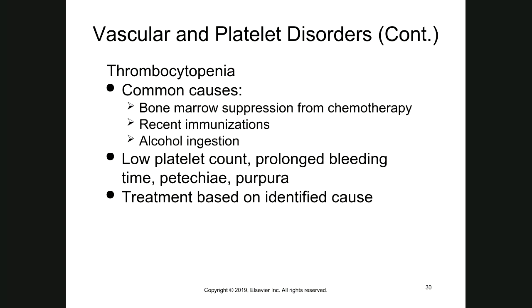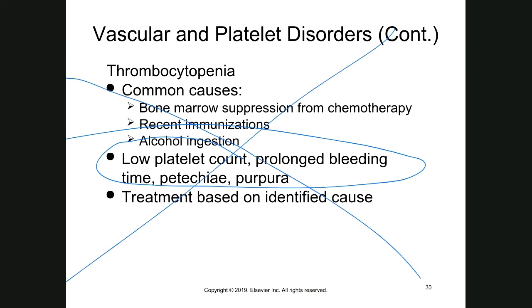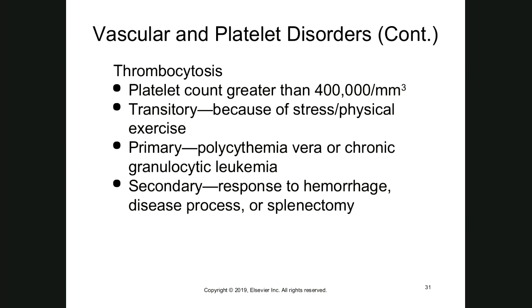Thrombocytopenia, common causes: bone marrow suppression from chemotherapy, recent immunization, and infection, obviously. You will see the low platelet count, petechiae, purpura. I will not go with this one right now. Your quiz is out. But this one is important for me.